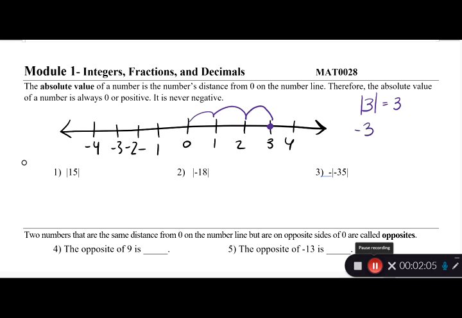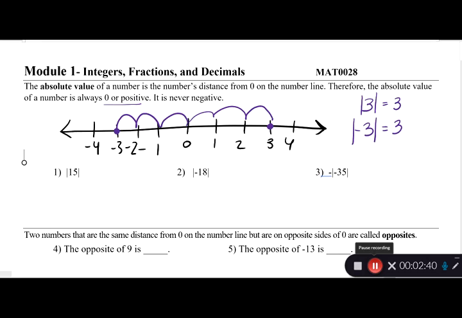-3 is over here. And how far is it from 0? 1, 2, 3. So the absolute value of -3 is also equal to 3 because we're talking about a distance. So that is why the absolute value of a number is always 0 or positive. It cannot be negative because it's a distance. You can't go a negative distance. It's how far from 0 is the number they gave us.